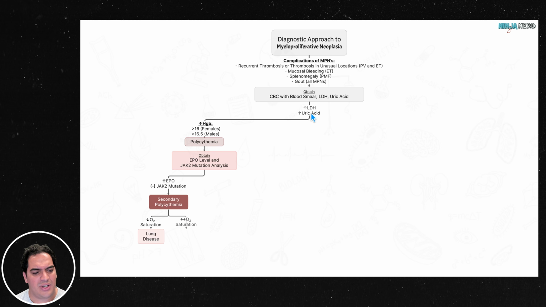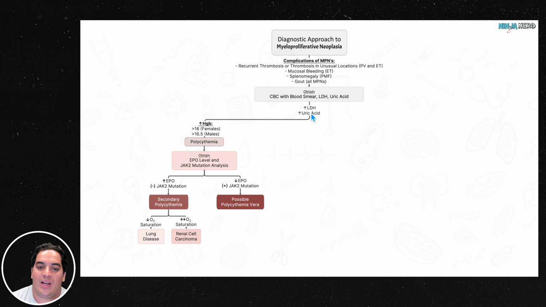Okay, if they do, that could be the reason. If their O2 saturation is completely normal, do they have hematuria, hypertension? Do they have a flank mass? Should I check them for renal cell carcinoma, right? That's something to think about. If their EPO level is low and they have a JAK2 mutation, you've got primary polycythemia, or polycythemia vera. But we have to confirm it, because we've got to make sure the bone marrow shows the myeloproliferative neoplasia. In other words, that the myeloid stem cell is proliferating and giving me lots of red cells.